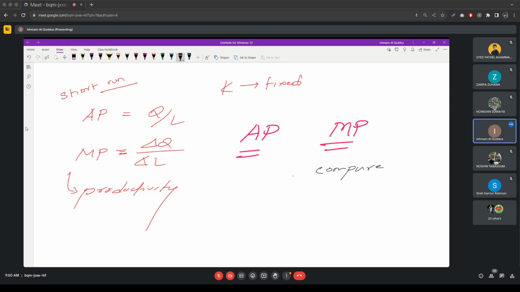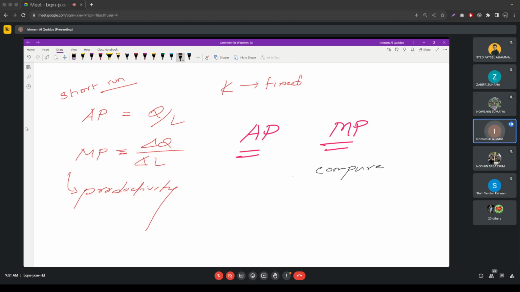However, MP would reflect the fact that the productivity is actually not increasing. In other words, I am not getting any marginal or additional benefits from hiring another worker. I'm spending money, I'm giving salary or wages, but I'm not getting any significant output. So MP gives us more precise data. That's why it's very important for us to know AP and MP.